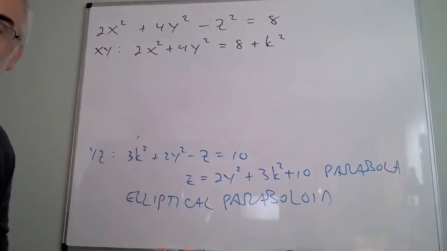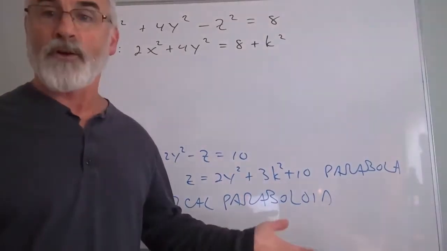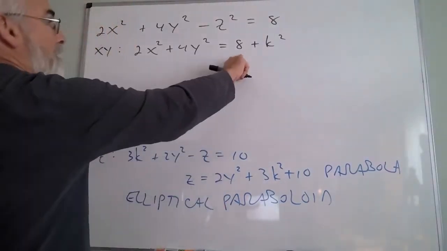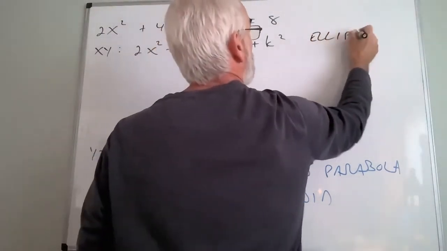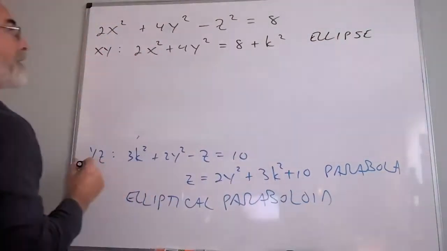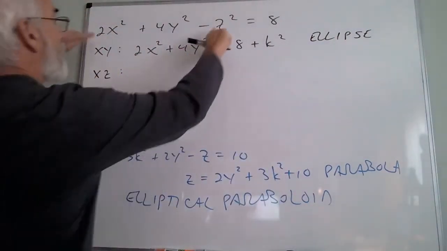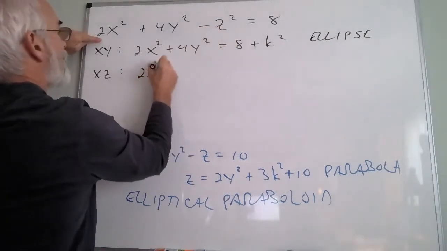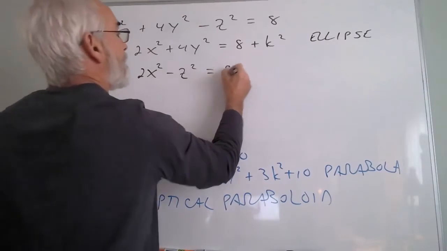There's no values of k that I cannot use. Sometimes we're going to come up with issues. We'll call them restrictions. This isn't one of them. So clearly, this is an ellipse with no restrictions whatsoever. Now, in the xz plane, I have 2x squared minus z squared, and I'll throw that on the other side just to make it easier to read.